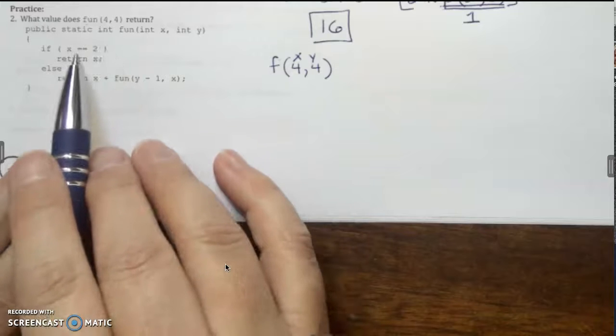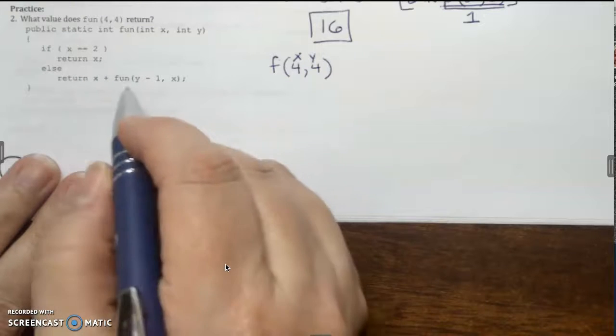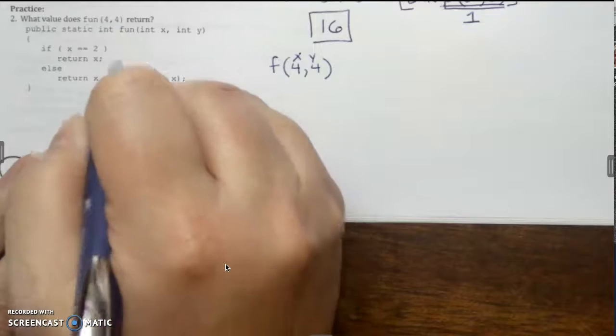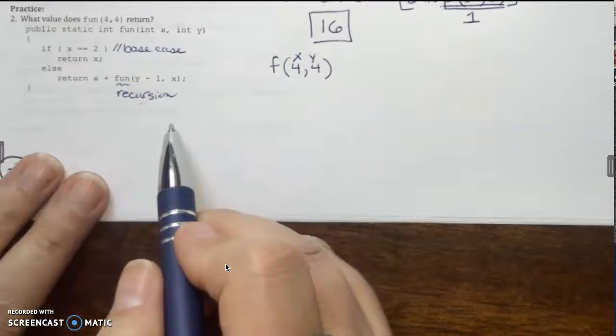So let's see, is x 2? It is not, and that looks like that's my base case. That's going to leave, here's my recursion piece. And here is my base case that hopefully I am going to be getting closer to.